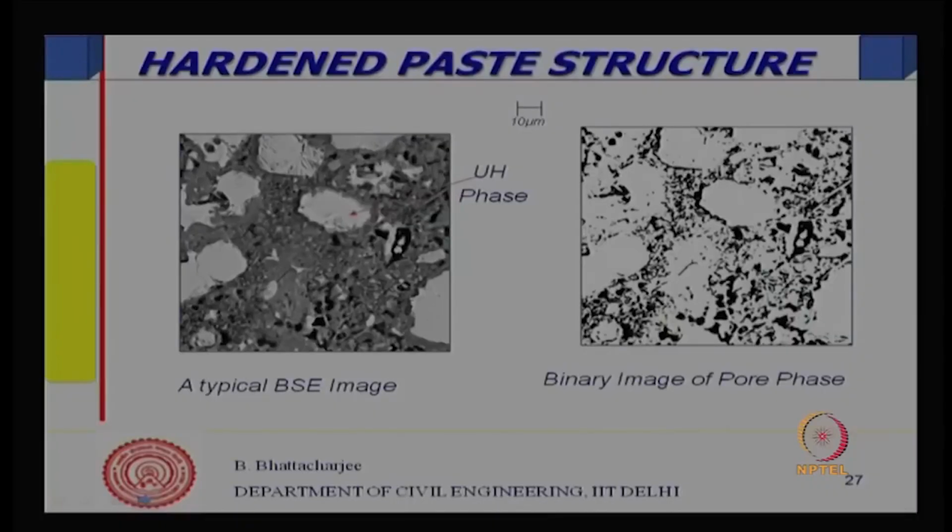Well, the hardened phase structure, if we look at it in a backscattered electron microscopy image, you can see the unhydrated phase here, and pores are the black ones. In fact, these all are pores, because we have separated out all the black ones from the rest of the colors by binary separation. So, this is the structure of the pores by binary separation, and the white and gray color is unhydrated cement.